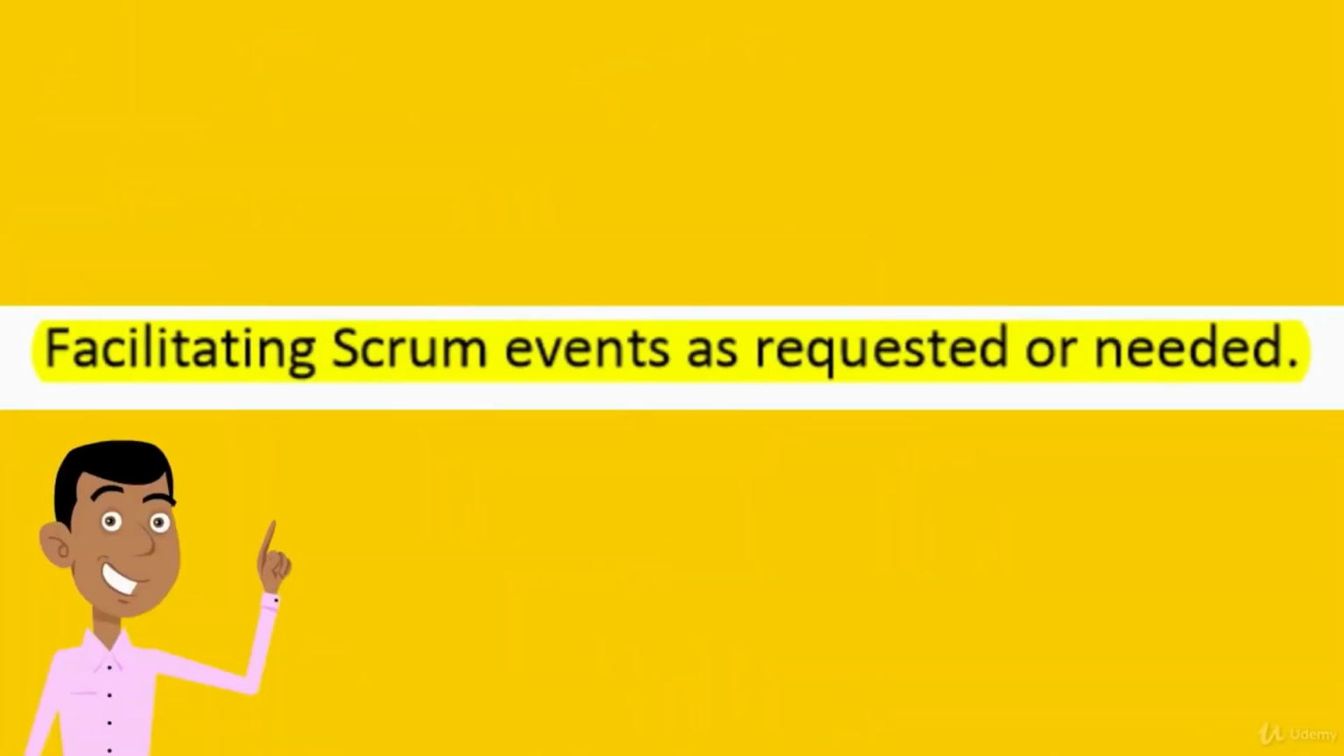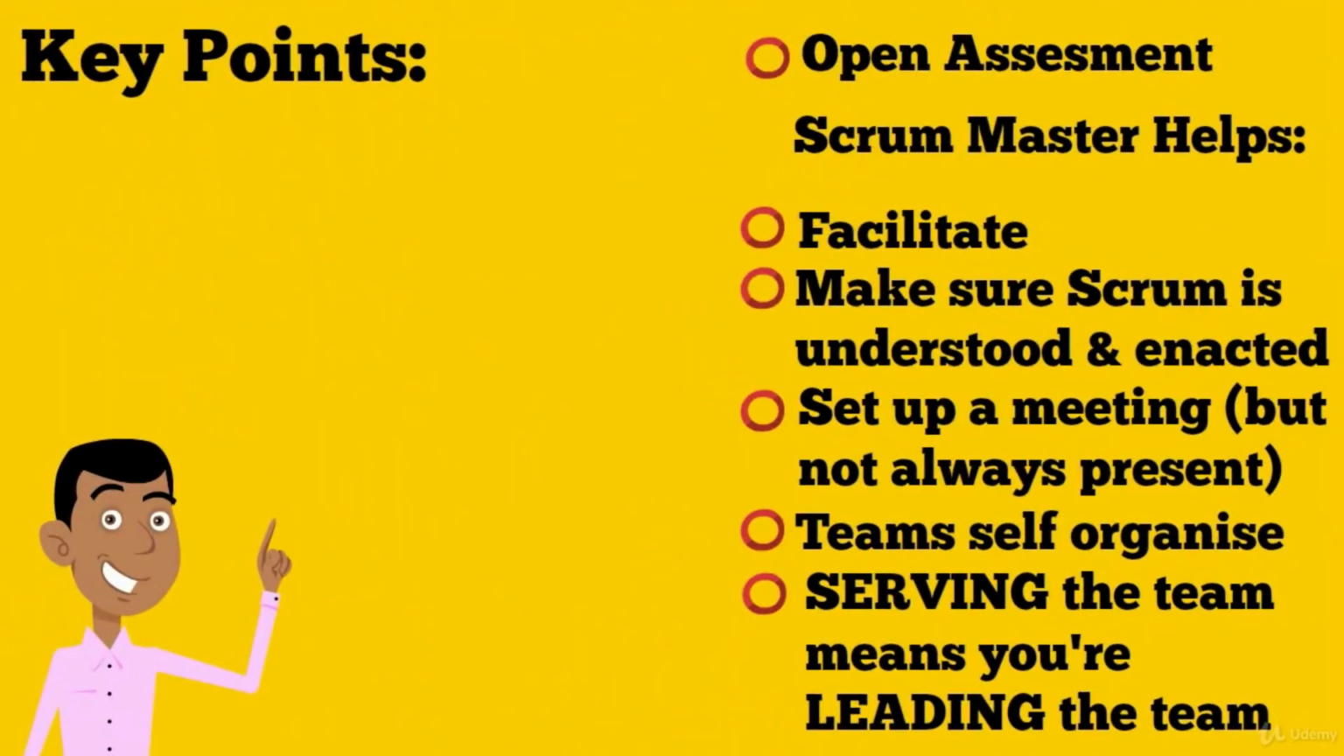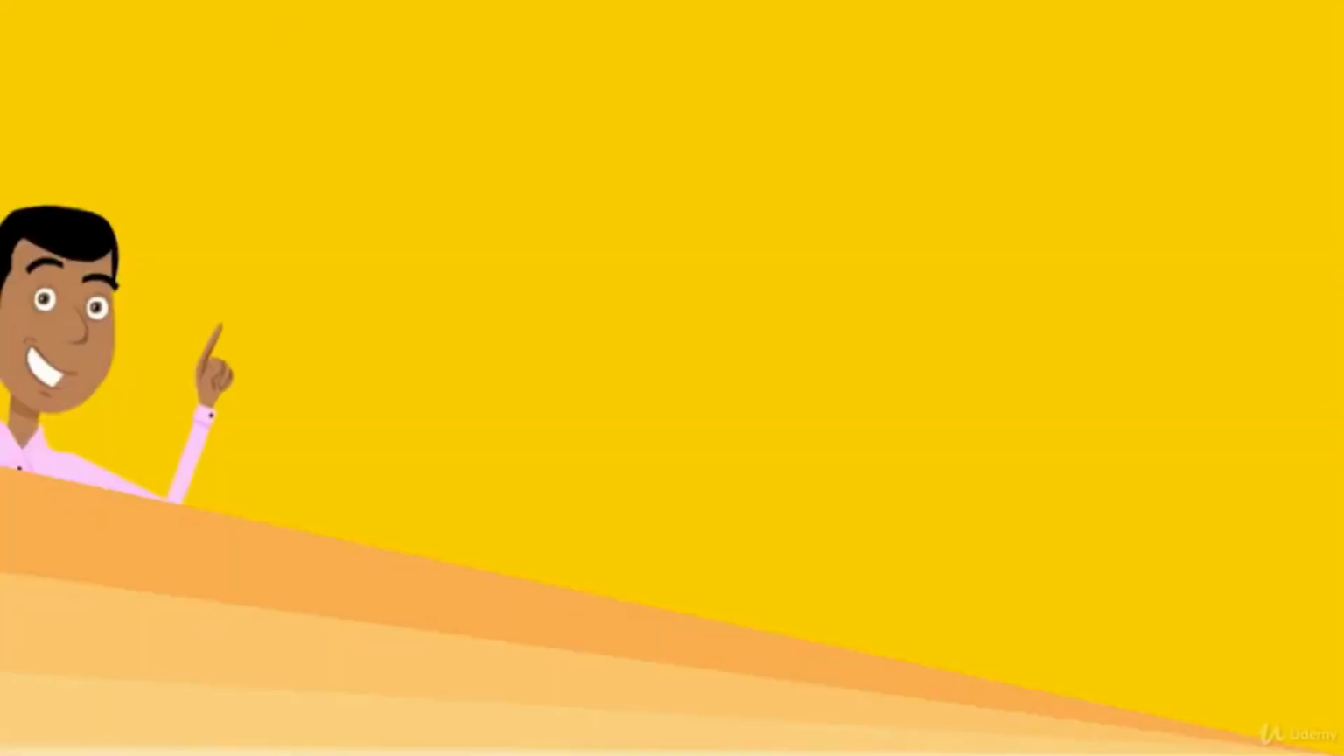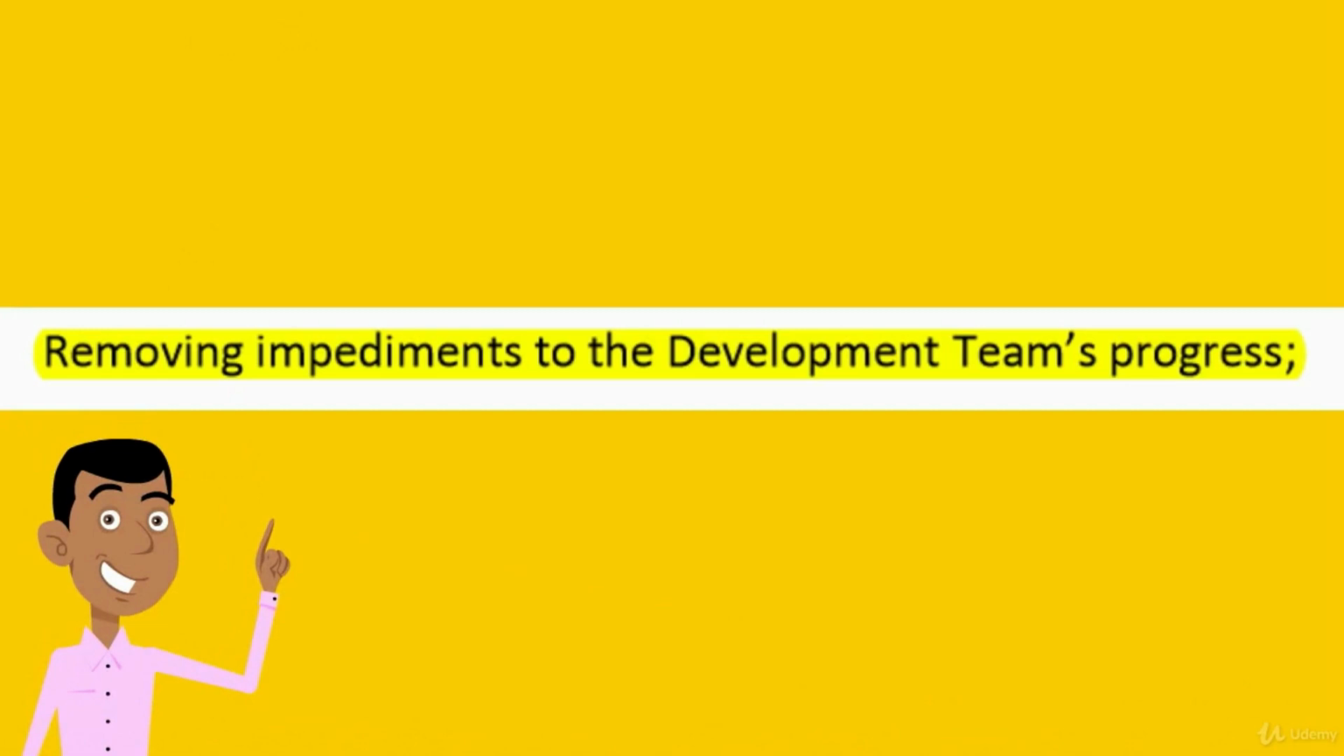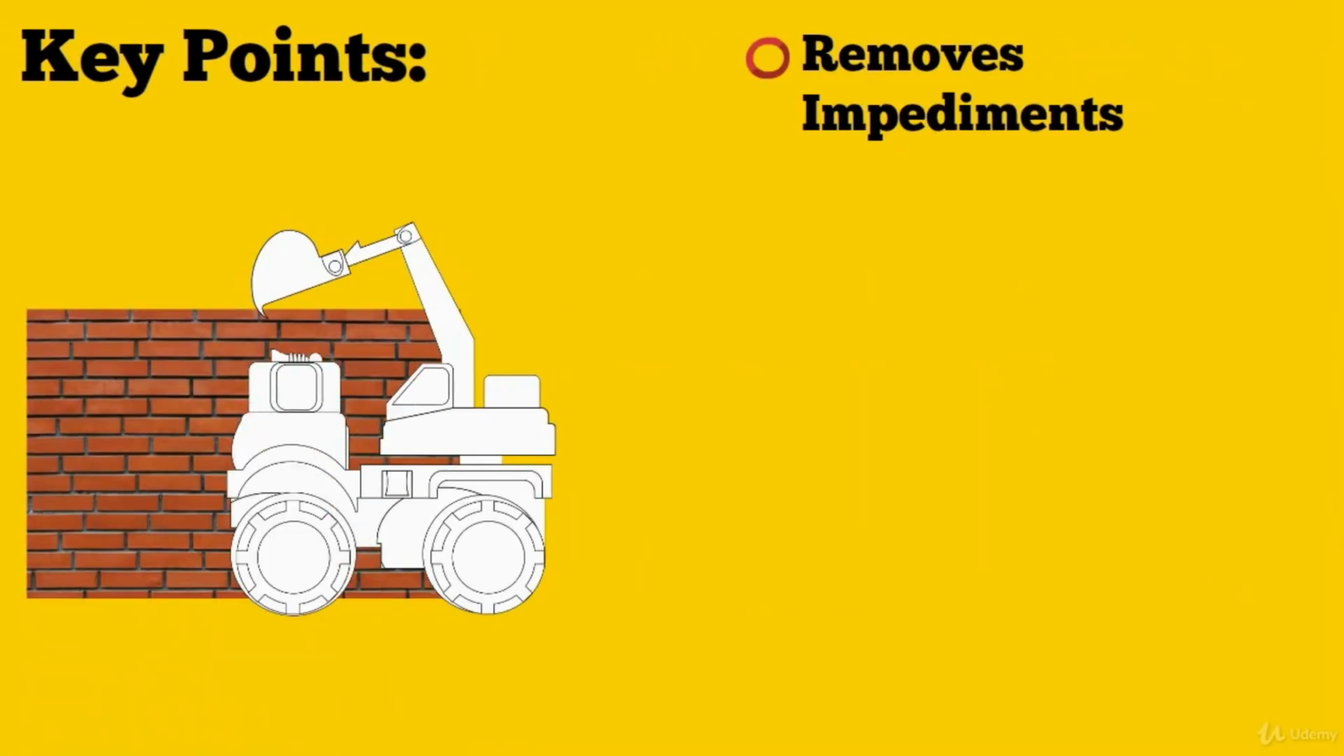Facilitating events as required or as needed. This is another thing that a Scrum Master does. I don't really need to go into too much detail about that, but the word facilitating or facilitator often comes up in Scrum, and that's something to be aware of. Removing impediments. That is the key thing a Scrum Master does, by removing any of the blockers, making sure the team can work effectively. Leading and coaching the organization in Scrum adoption.